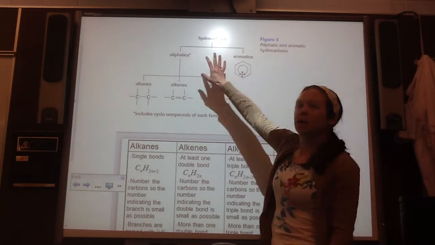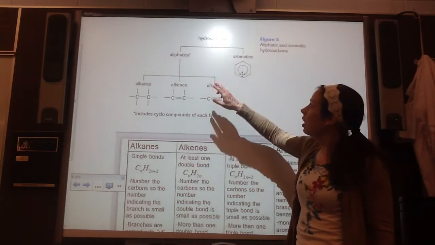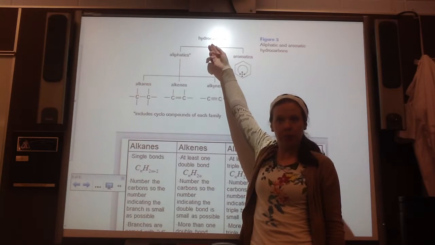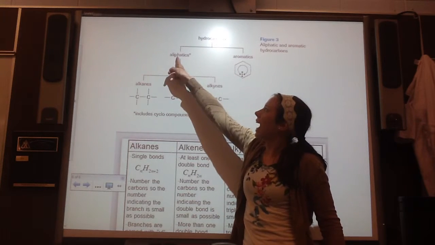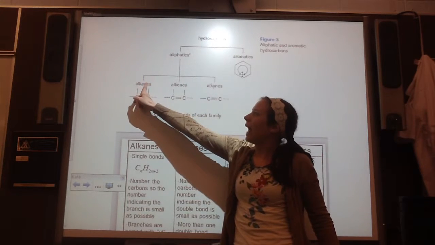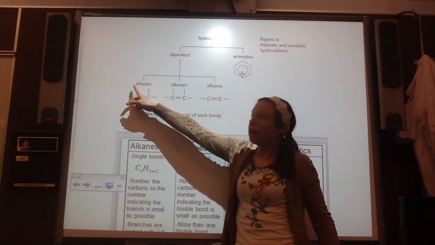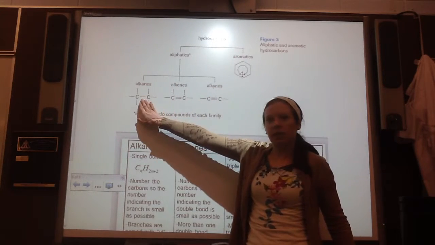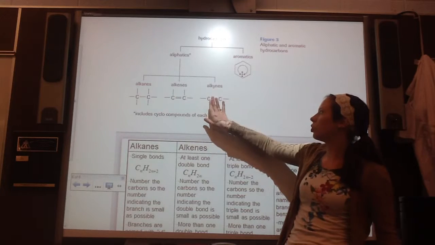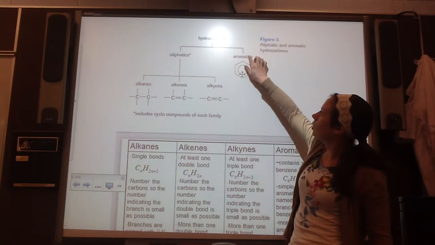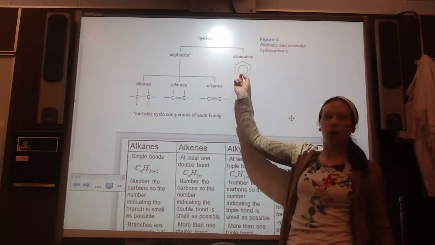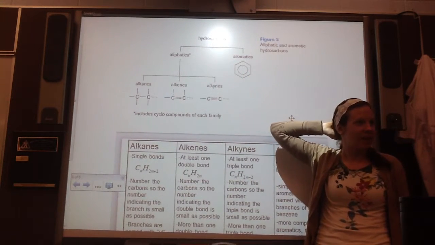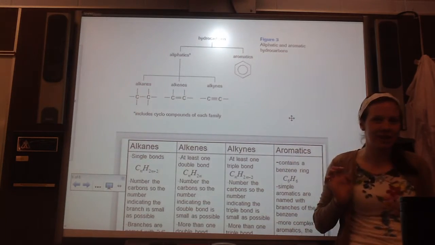So overall, what we're going to do this week is study hydrocarbons, things that have hydrogen and carbon in them. We started with aliphatics. Yesterday we did alkanes, today we're doing alkenes and alkynes. Yesterday we did single bonds, today we're doing double and triple. The next day we will do aromatics, which are all compounds that have a benzene ring in them. That's the overview.